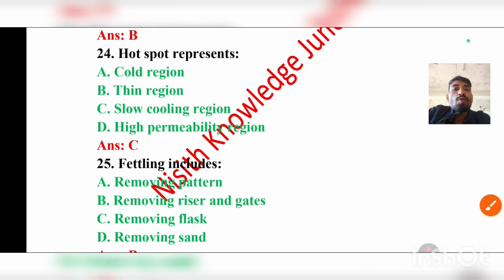Question number 24 is your hotspot represents cold region, thin region, slow cooling region or high permeability region. The correct answer is your slow cooling region.